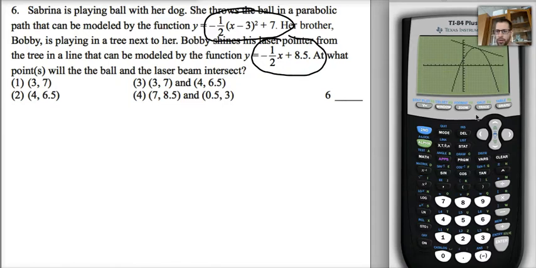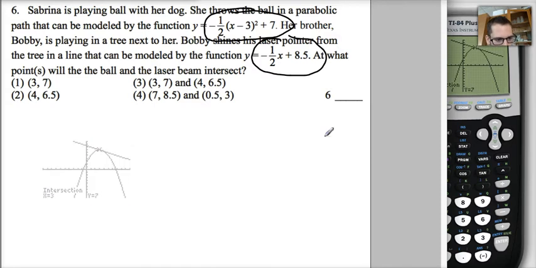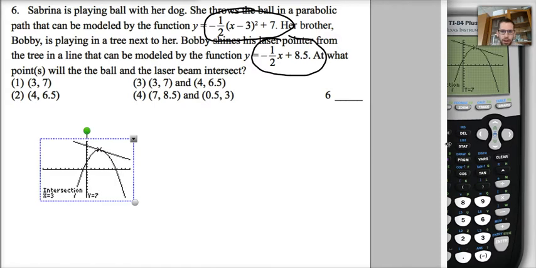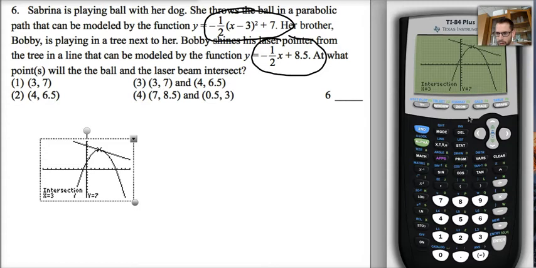It's hard to tell how many intersections we have. If I go to second and then trace, and I do the intersect command, I'll try it on the left side, enter, enter, enter. And we get one right here at 3,7. And I just want to make sure that there isn't one at like 4, 6.5 or something. So there's a very real possibility there is.